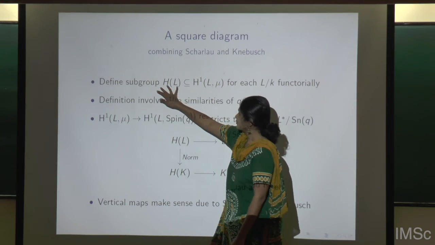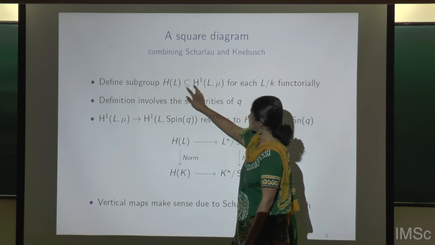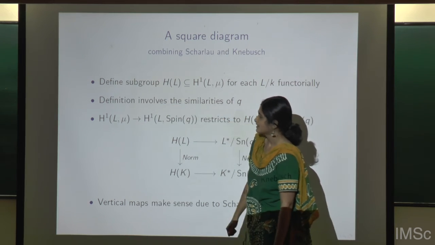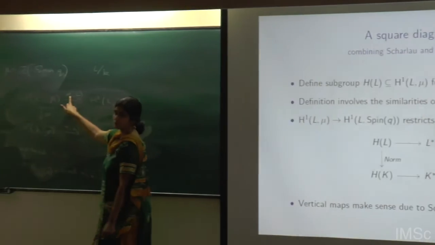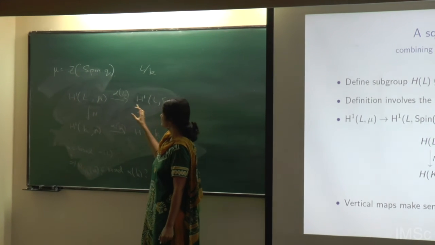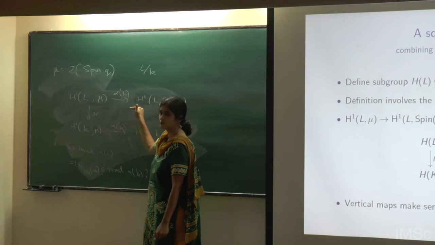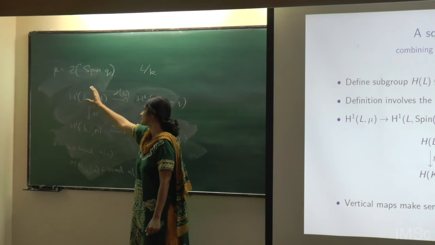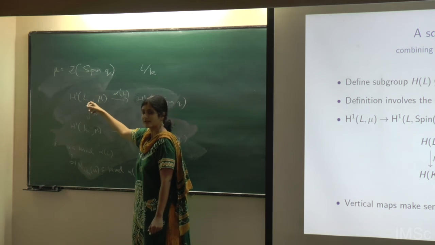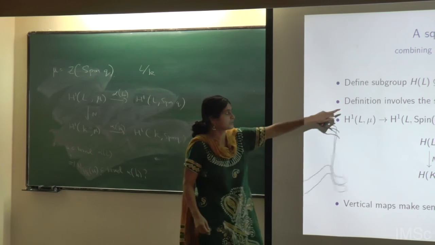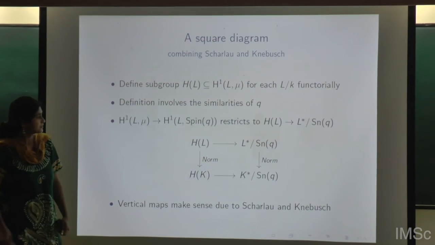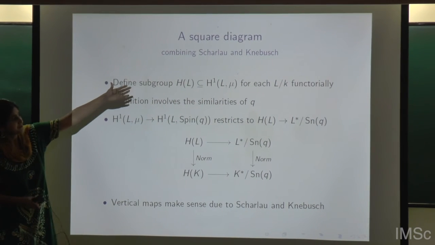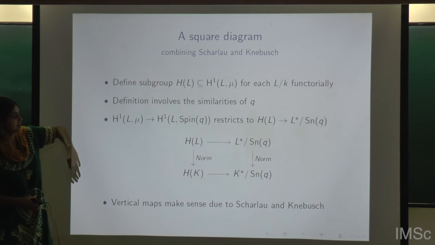We define what is called a subgroup HL sitting inside this H1 L mu. Look, we are interested in the kernel of this map, but this is not a group map. It has no group structure to it. So we want to cut down; I want to look at a group map instead. So you delete some portion of this, and that's exactly going to be this subgroup HL. So you take a nice subgroup HL sitting inside H1 L mu, and this will involve the Chernousov norm principle. So it involves the similarities.